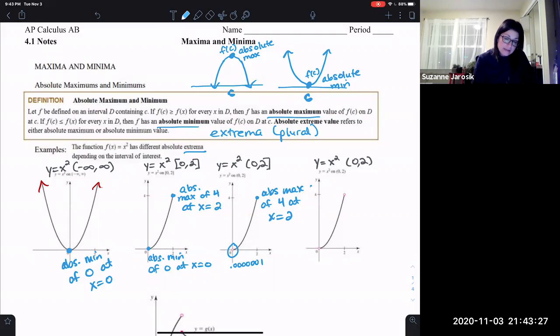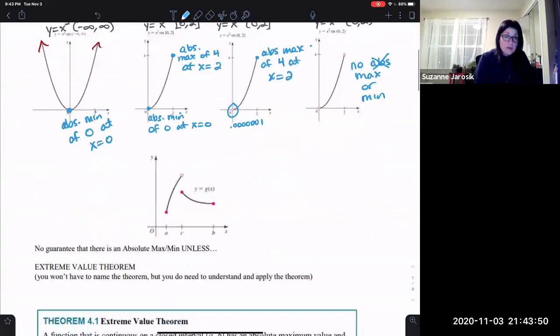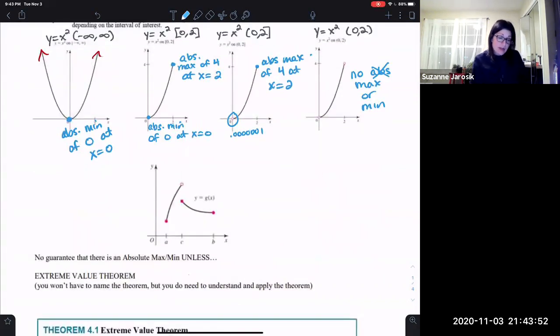All right, in the last example, 0 and 2 both not included. So it has no absolute max or min. As a matter of fact, it has no absolute or local. Doesn't matter. Has no max or min at all in this problem. Okay. All right, so maybe pause, label the next graph with your absolutes if you can.